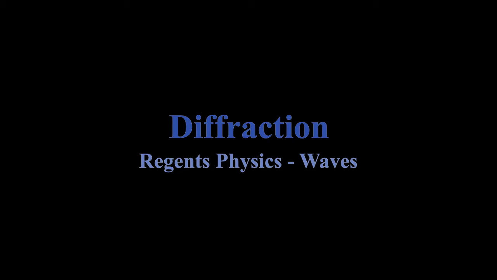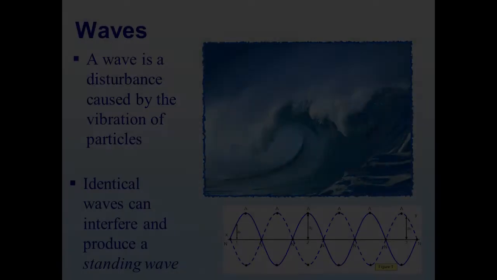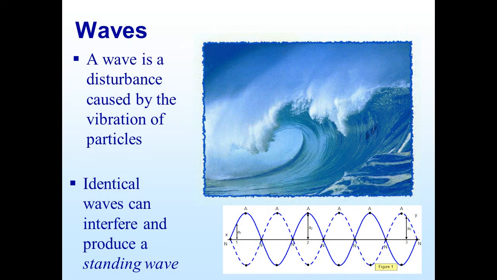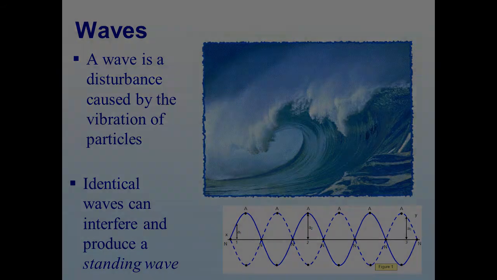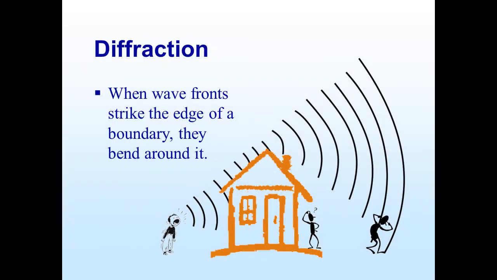Hi, welcome back. Today we're studying a new piece of physics, still working in the waves chapter. We know that waves are disturbances caused by the vibration of particles. We also know that if you have two identical waves crossing over each other, they can interfere, and with a combination of constructive and destructive interference, produce something called a standing wave. Today we're looking at a new piece of physics called diffraction.